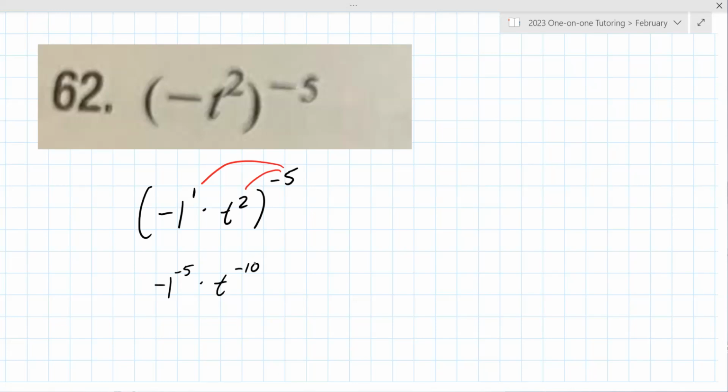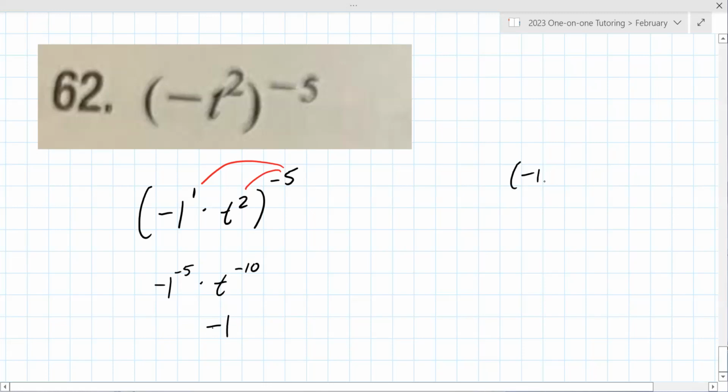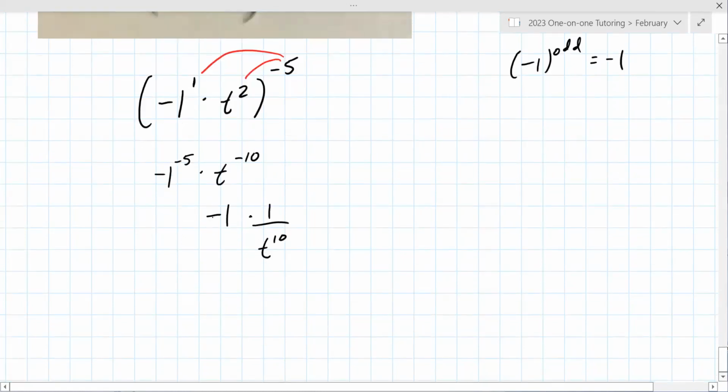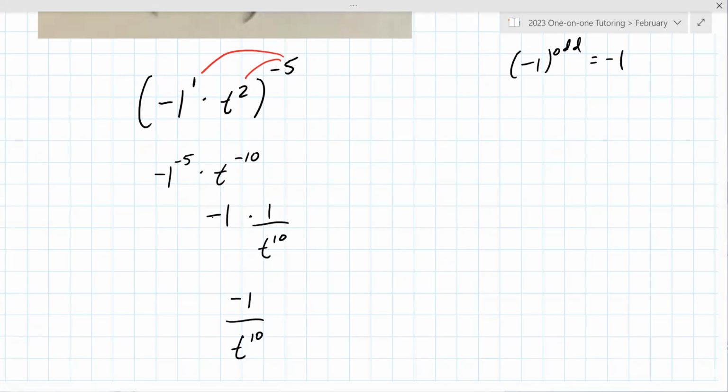So I got -1, because -1 over -1 just equals -1. Good. So -1 to an odd power is always -1. Sorry, go ahead. Yep, times 1 over t to the 10th power. Okay. So if you left it like this, it's like when you put your dish in the sink, but you don't put it in the dishwasher, you don't clean it. It's done, but it's not done, you know. You can rewrite this as -1 over t to the 10th power. Yes. That's what they want. That's truly what they want.